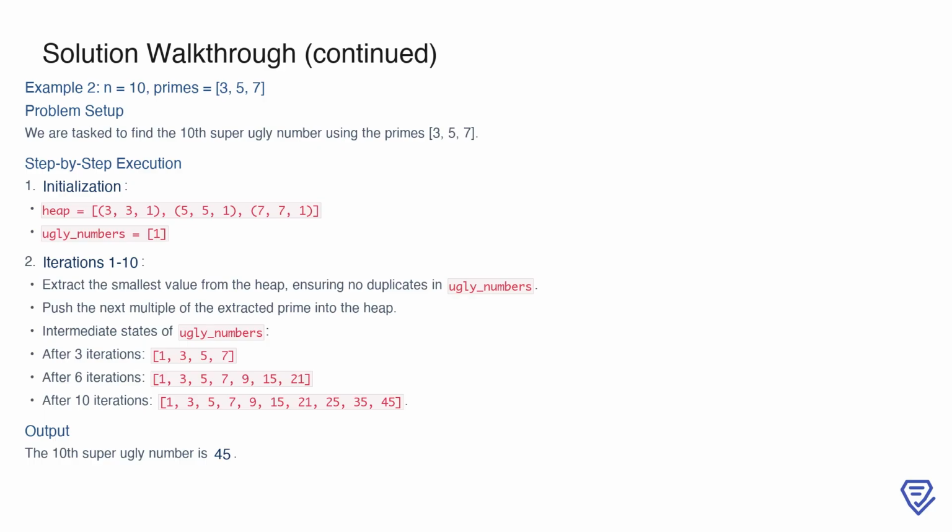Now let's look at another example where we are tasked to find the 10th super ugly number using the primes 3, 5, 7.